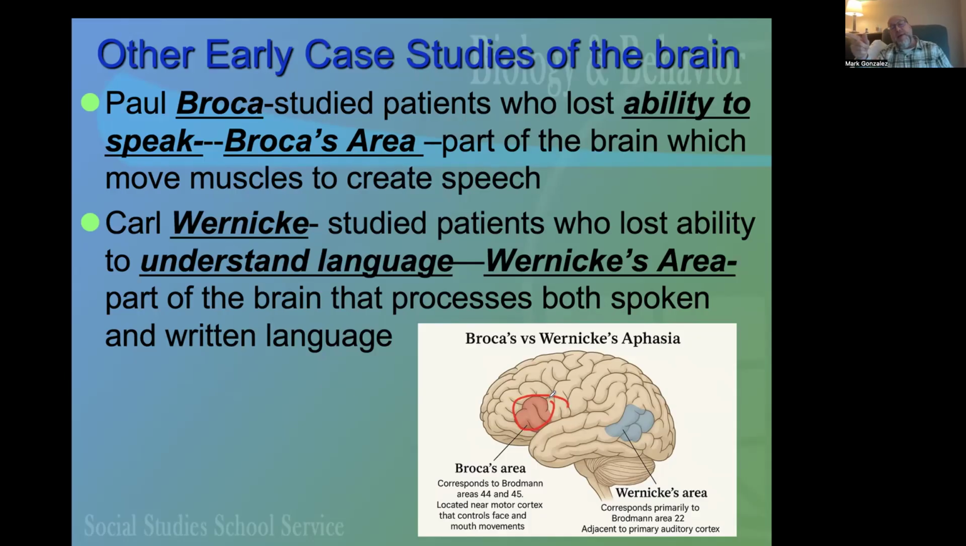Another man very early studied the brain. His name was Carl Wernicke, and he studied patients who lost the ability to understand language. Isn't that interesting? And this is a little bit toward the temporal, near the occipital lobe area of the brain. We call this today Wernicke's area.